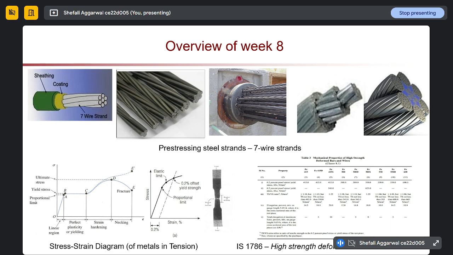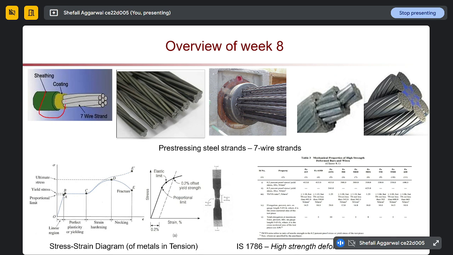So where we are using these types of rebars is when we have a very heavy structure, when we require a lot of strength, mainly in bridges and all. So in that case, we will use pre-stressing steel strand. A general pre-stressing steel strand consists of a 7 wire strand. If you can see here, this is how it looks like.